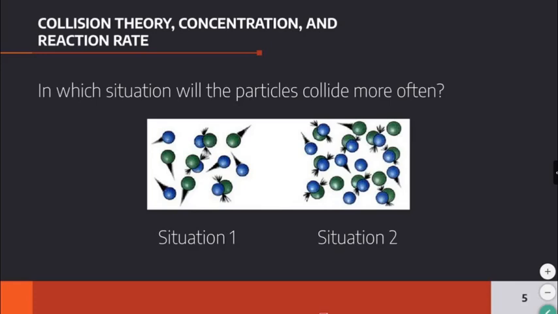So we have two situations here. Situation one, we have these particles that are going around here. Blue and green are going to try to react. And situation two, also blue and green are going to try to react. In the next question, I want you to choose in which of these two situations particles would collide more often.